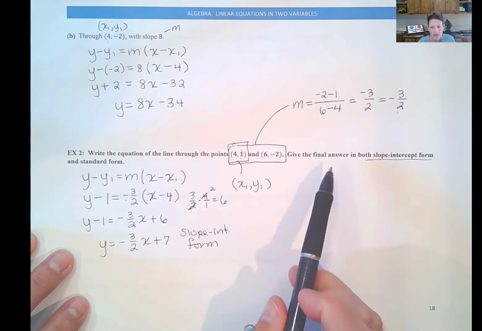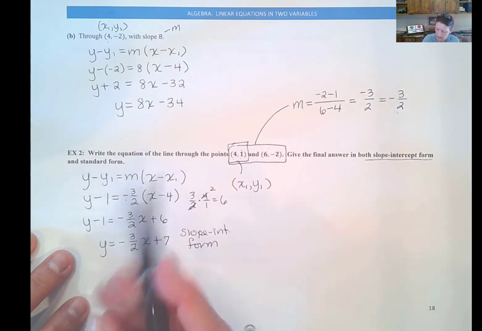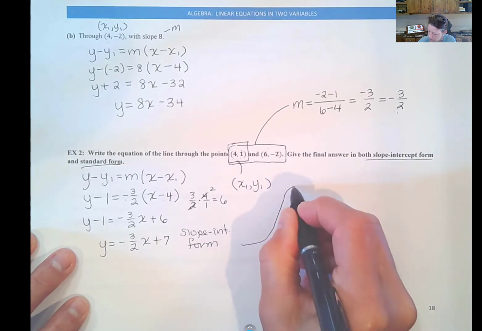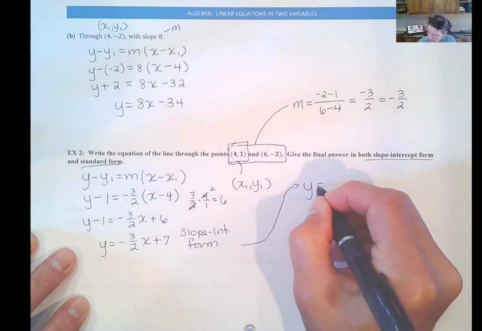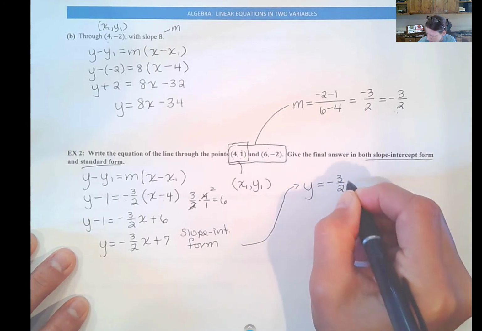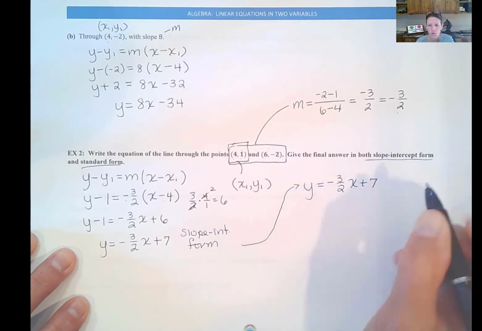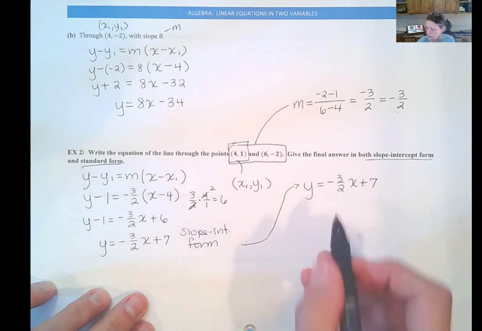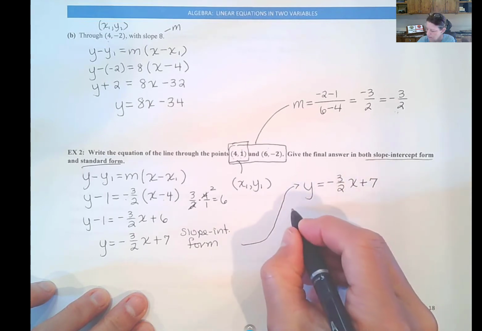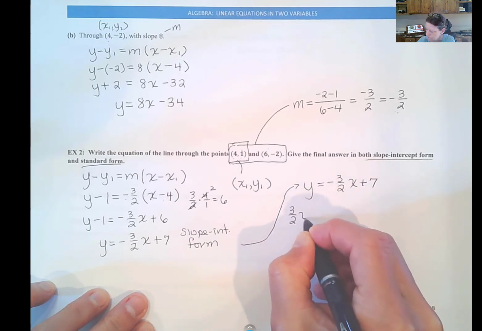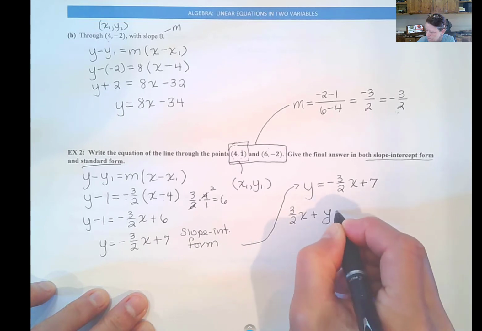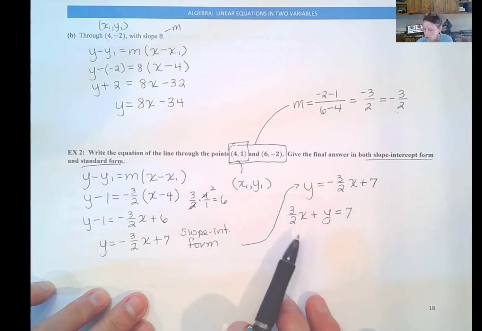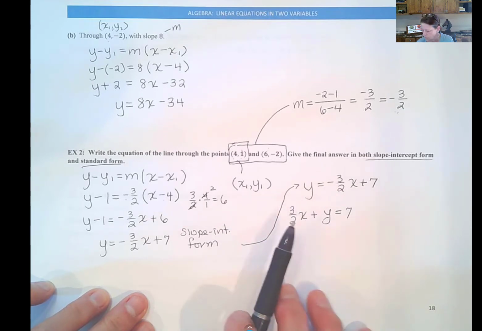Now we were asked to write our answer in both forms, so we also want to write this in standard form. So let's just take our previous answer and write it in standard form. Now standard form has your x and y terms on the same side of the equation, so let's add 3 halves x to each side. Almost there, okay? Also, standard form has coefficients that are integers, okay?